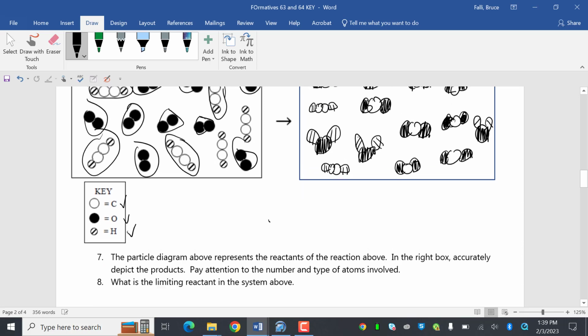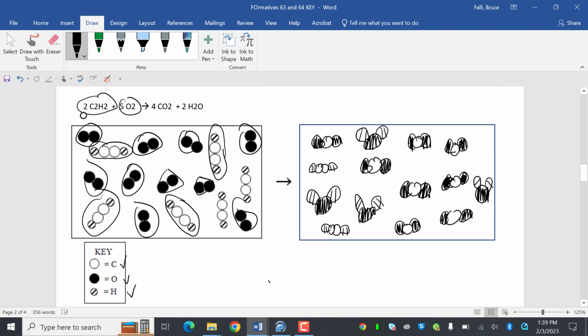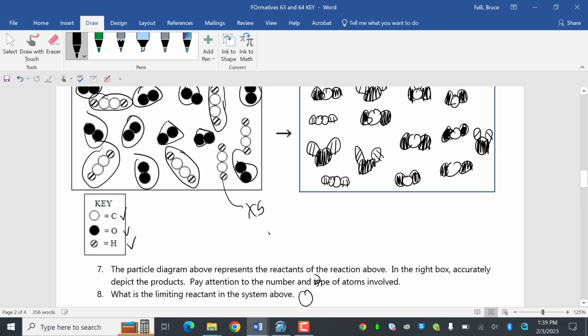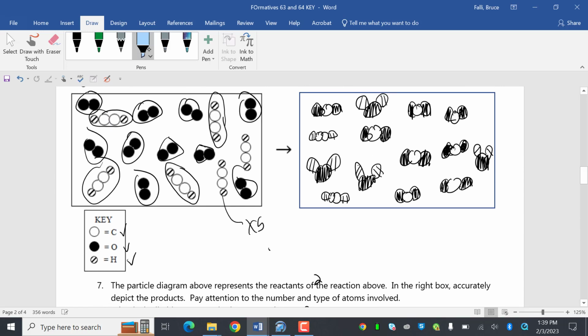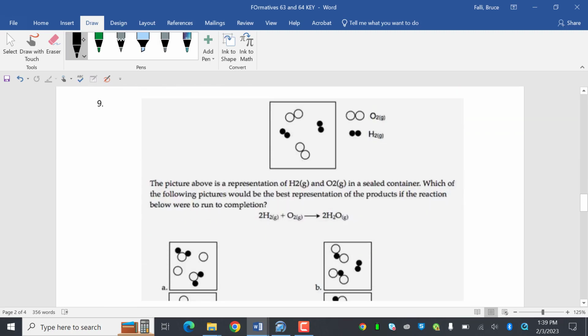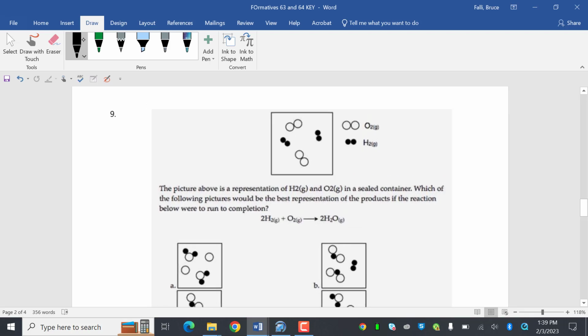What is the limiting reactant in the system above? Okay, so I have these left over. So that means that O2 is the limiting reactant. Why? Because O2 is all gone. What do I mean by that? See how these are here and here? They're not all gone. So those are your excess. All right. One more. I hope this is the last one.